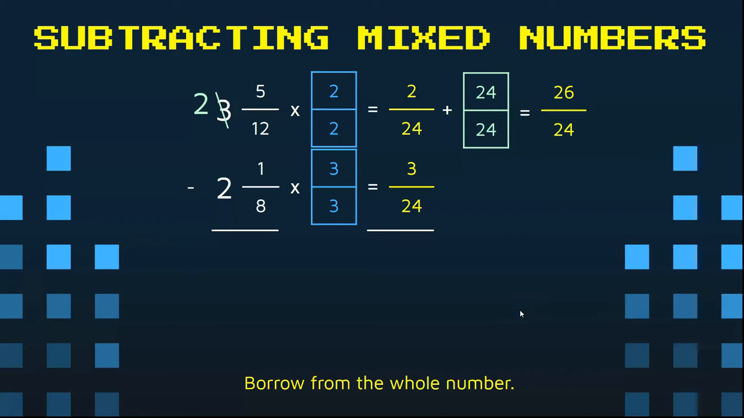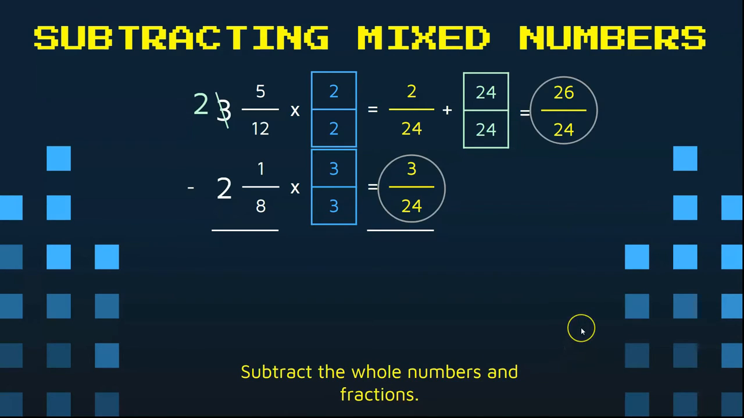Now we can combine those. 2 plus 24 is 26. Now our top fraction is nice and chunky. We are definitely able to subtract now. Now let's not be worried that it's an improper fraction. That's okay. It's not going to be that once we're done subtracting, but for now we need it nice and big. So we now need to subtract.